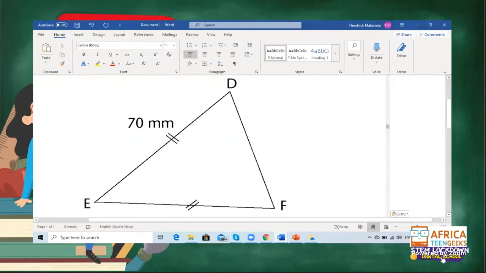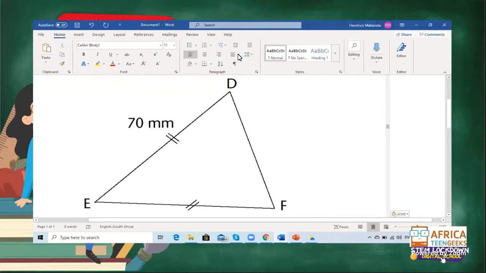So EF will be 70 millimeters. Now, before you hang on, Amo, let's say that the size of DF is 60 millimeters. I'm just going to give it to you as 60 millimeters. What will be the perimeter of this triangle? It will be 200 millimeters.